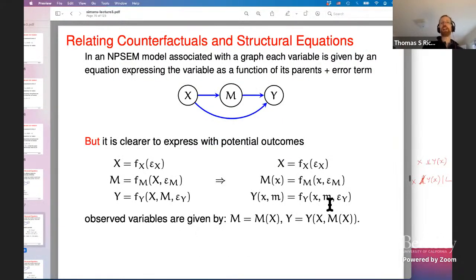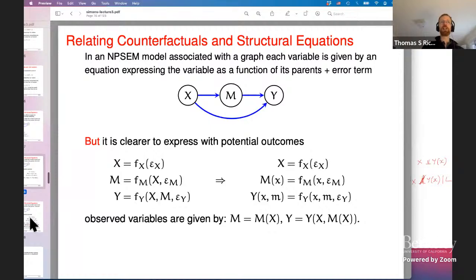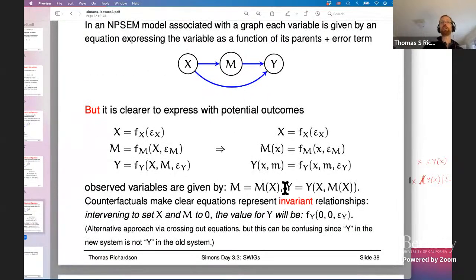But we could rewrite that in terms of potential outcomes like this. We can think of each equation as essentially just specifying the potential outcomes, and then we get our observed variables back by recursively substituting. So we get our random value of X, and then we stick it in here, that gives the value of M. Then we stick those into here, that gives the value of Y. Okay, so we can map backwards and forwards between structural equations and potential outcomes.